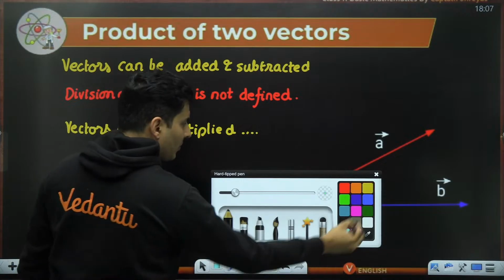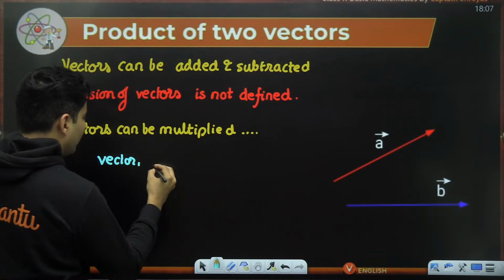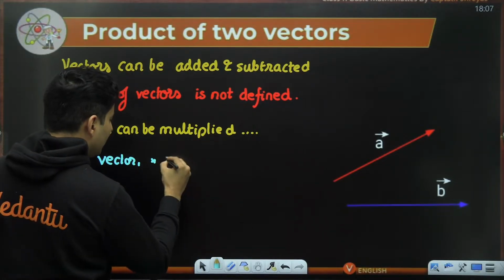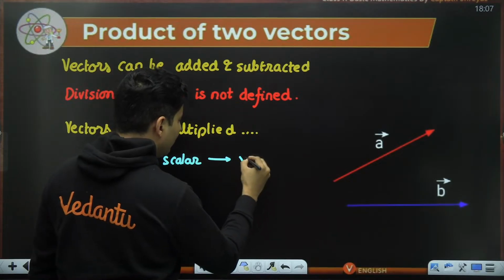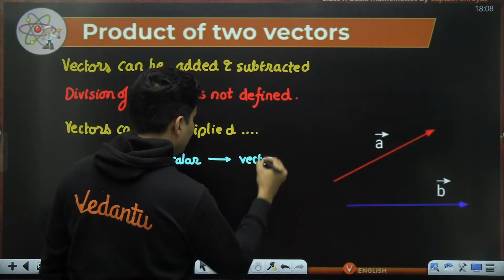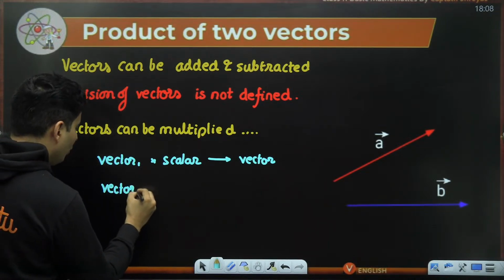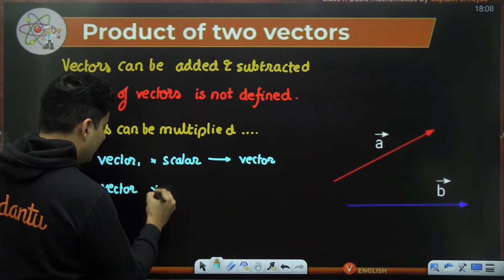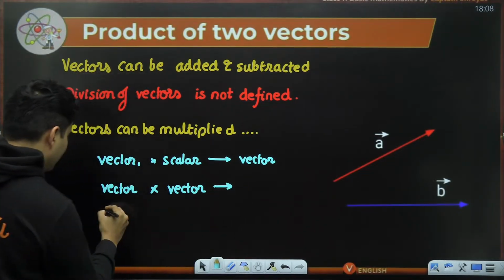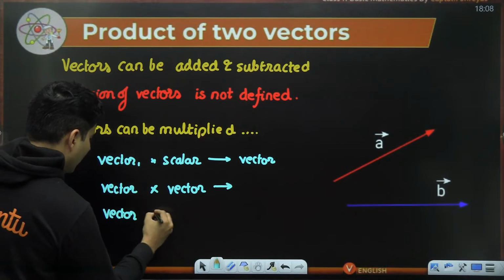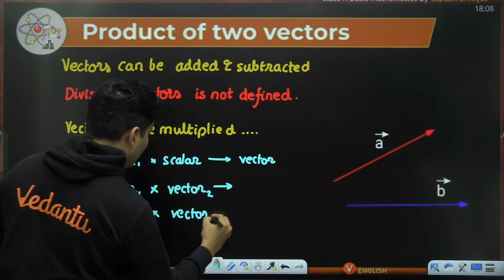Number one way: you take a vector and multiply it by a scalar, and the outcome will be another vector. Or you take a vector and multiply it with another vector. This is vector 1, this is vector number 2.